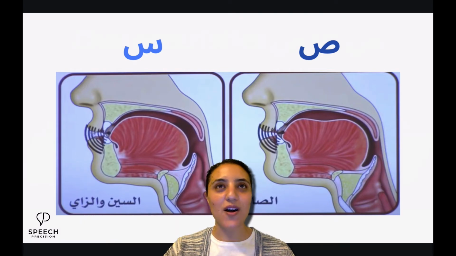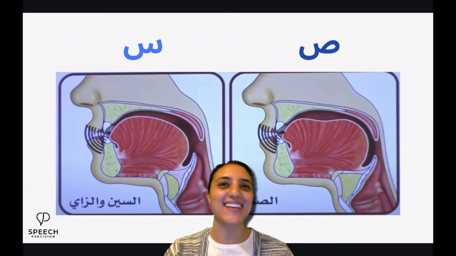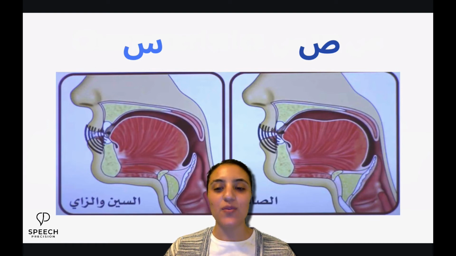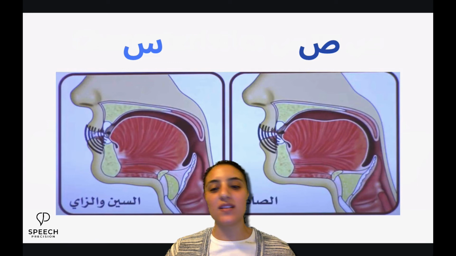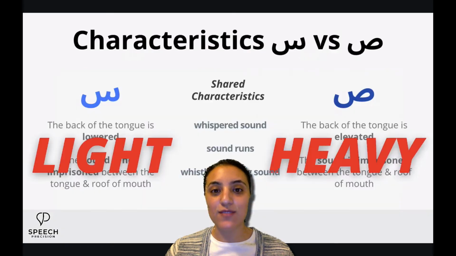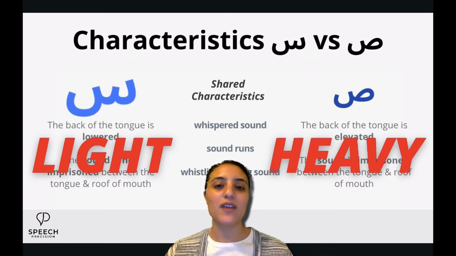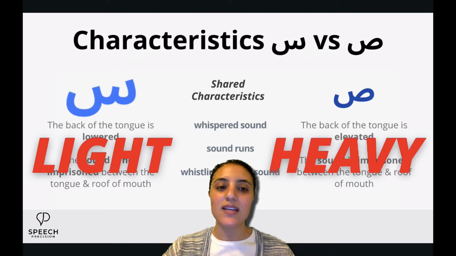Okay. So all of that is a lot of words. It might not make any sense. All you have to know, whenever we talk about the back of the tongue being lifted or the sound feeling imprisoned, all that really means is that the sound is heavy. So for the Saad, that Saad sound is going to be heavy. S, s. And for the Seen, it's going to feel light.